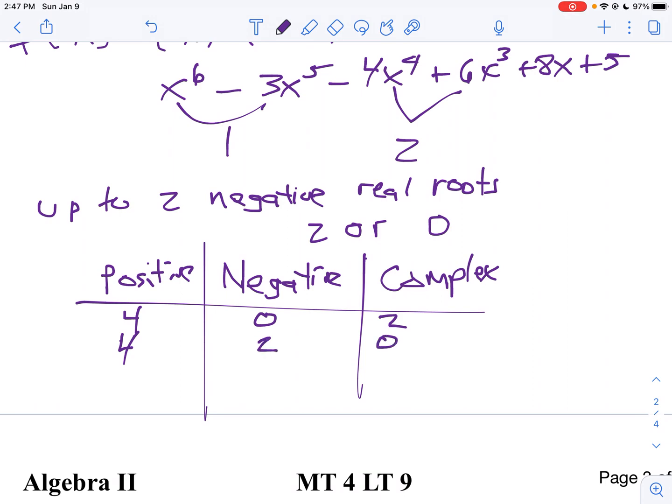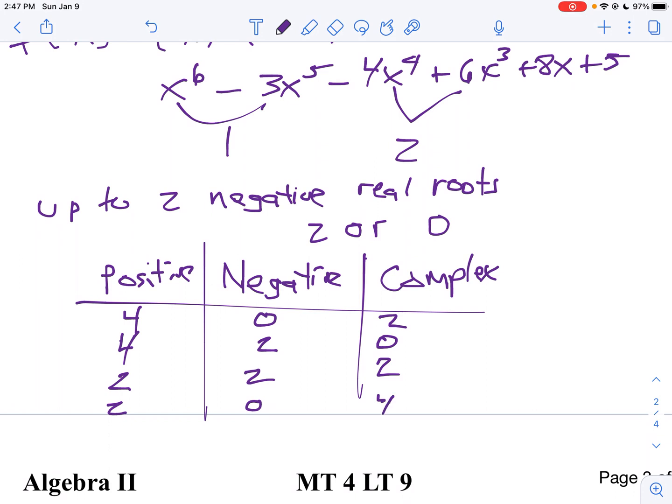And then let's look at 2. I could have 2 positives, but the maximum I can have are 2 negatives, so I'd have 2 negatives, so that would give me 2 complex. Well, hold on. I bet I can't add. 2 plus 2 is 4, so I'd have 2 there. Now if I have 2 and 0, then I'd have 4.